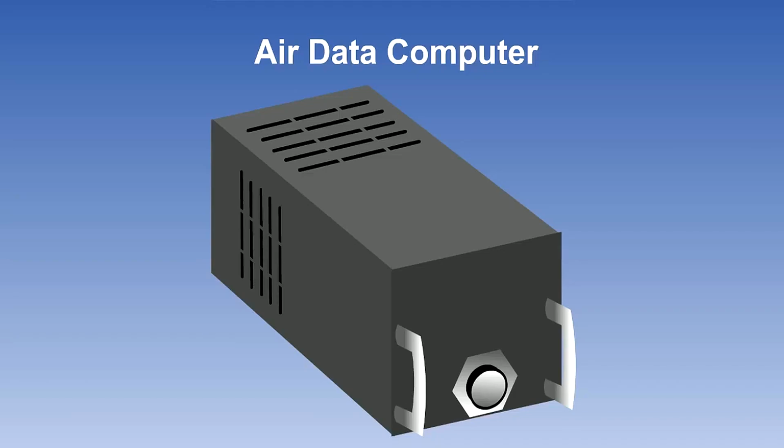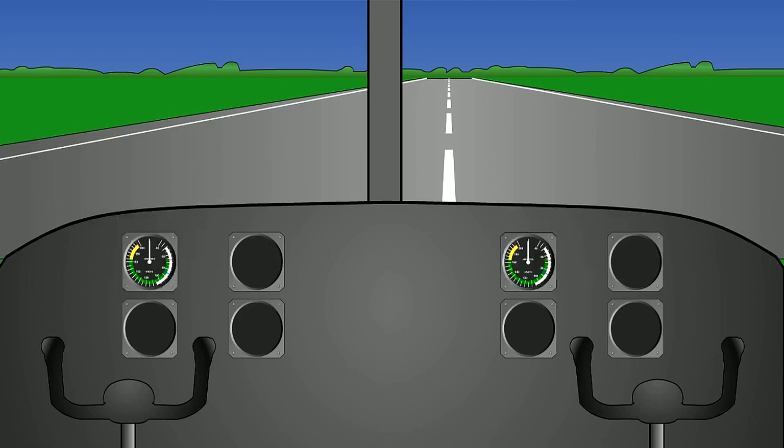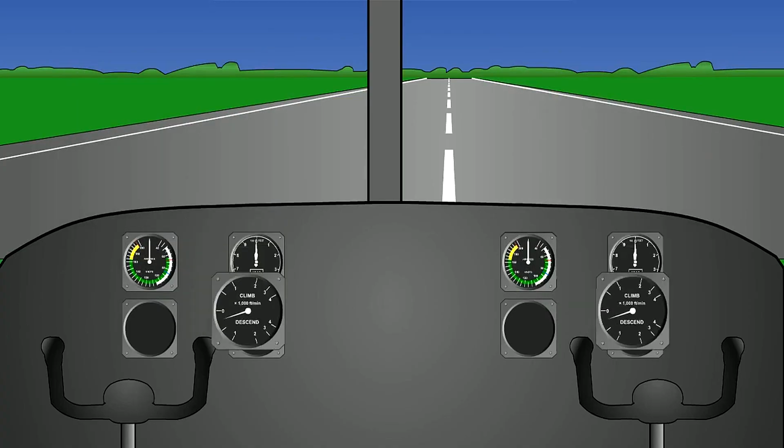This lesson is on the air data computer. It is a single system which replaces the individual pressure instruments by a centralized source of pressure information in an electric or electronic format. Until the 1960s or 70s, an airliner would have had for each pilot an airspeed indicator, an altimeter, a VSI, and a Machmeter.